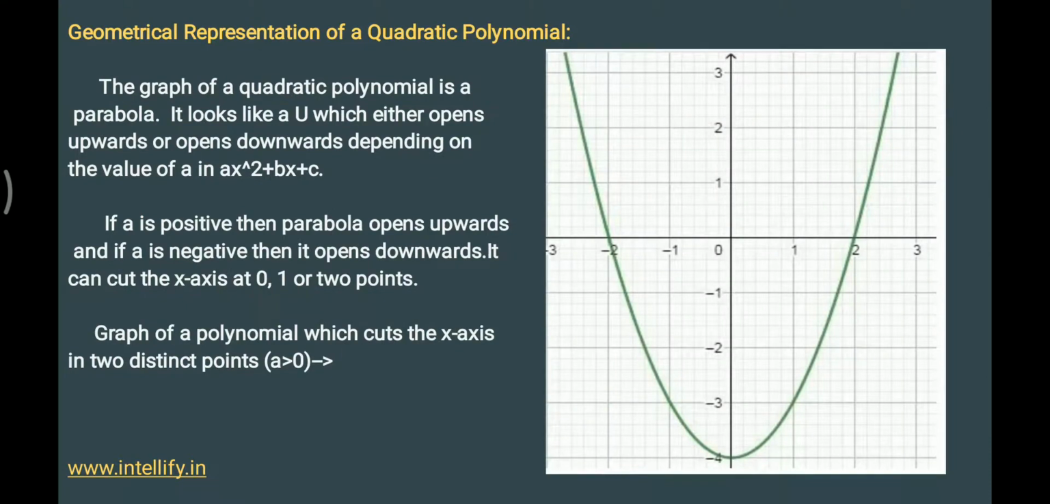Here we can see the graph of the quadratic polynomial is a parabola. It means it cuts at 2 points. We should draw a curve, so the curve is in the form of a parabola. If it is positive, then the parabola opens upwards, and if it is negative, it opens downwards. It can cut the x-axis at 0, 1 or 2 points. It depends on the problem. Graph of the polynomial which cuts the x-axis in 2 points. Here we can see the parabola cuts the x-axis at 2 points.